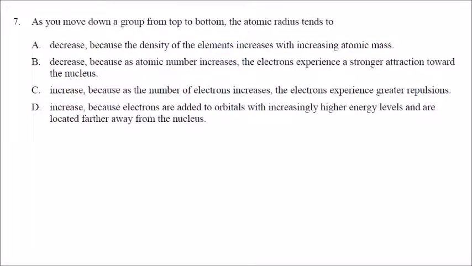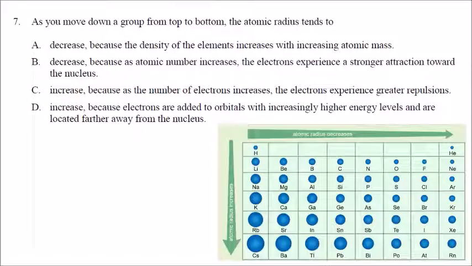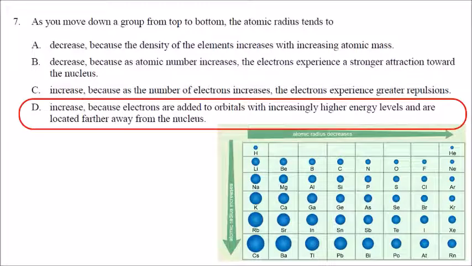In number 7, as you move down a group from top to bottom, the atomic radius tends to increase. So the answer is either C or D. But in terms of the reason why, it's because we are changing energy levels. It's not about repulsions. It's about switching to the next higher energy level, which is located farther away from the nucleus.